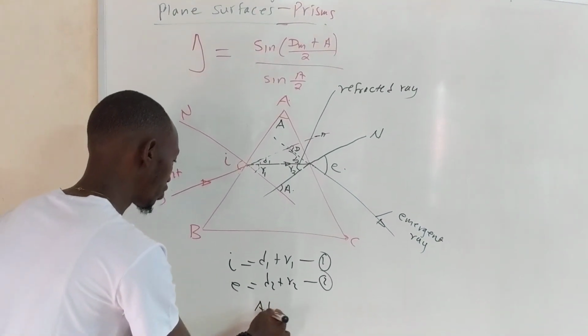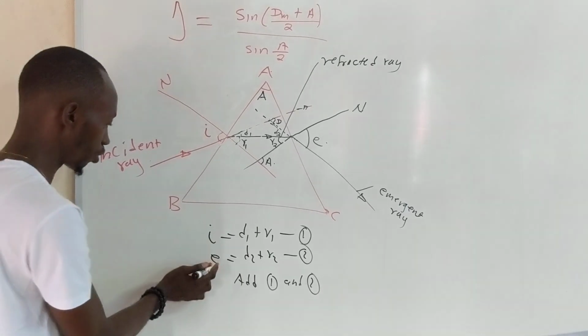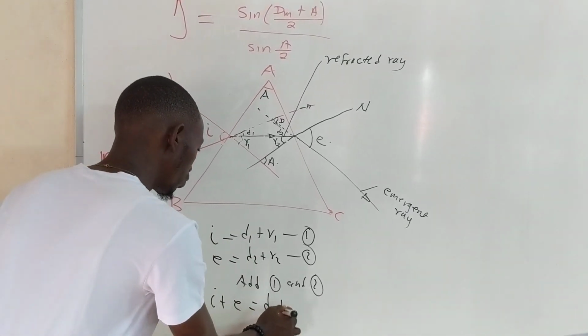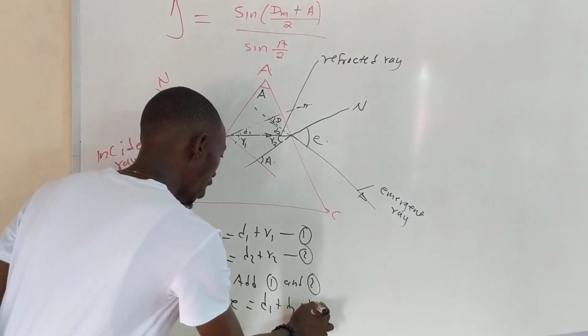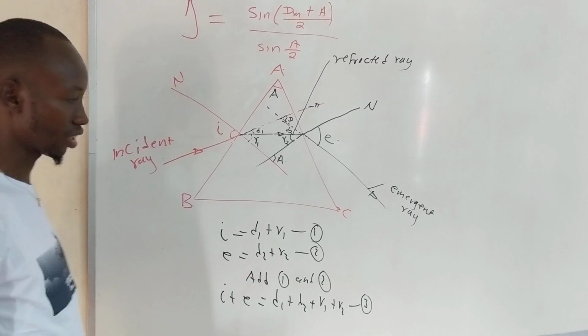Let's add 1 and 2. If we add equation 1 and 2, I plus I gives us I plus E, and D1 plus D2 plus R1 plus R2. This helps us to have equation 3.